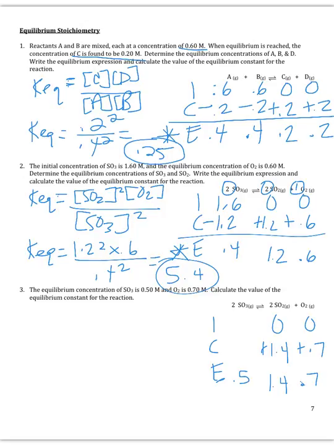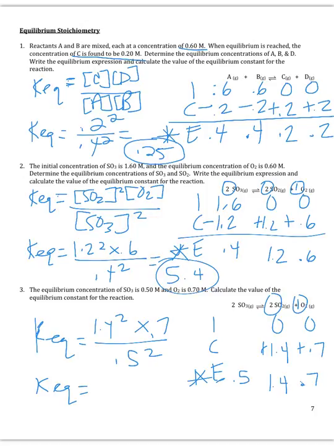Again, it's double of the 0.7 because of this coefficient of 2 here compared to the coefficient of 1 for oxygen. I've got all of my equilibrium concentrations now, so I'm ready to solve for my equilibrium constant. Don't forget to square the concentrations of the SO3 and the SO2. And you get 5.5.